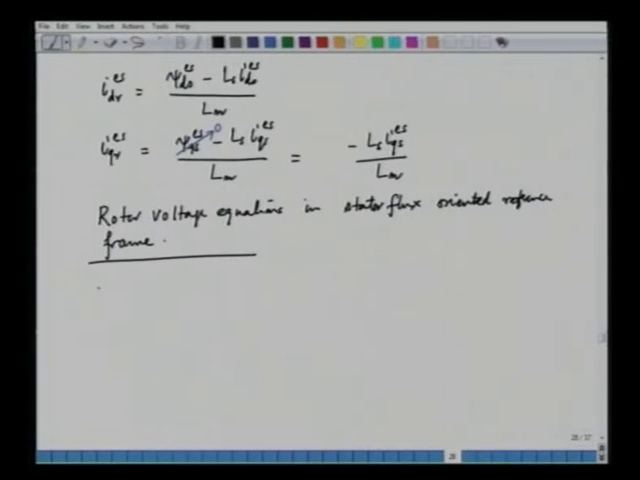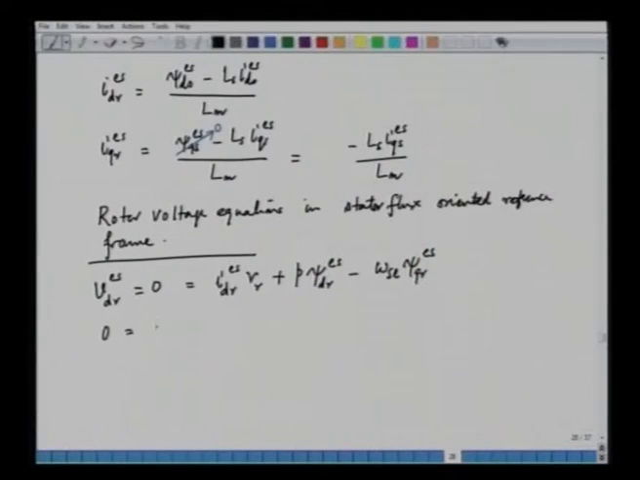And here we can start with the d axis: VDR ES, that is equal to 0, and that is equal to IDR ES RR plus P psi DR ES minus omega SL into psi QR ES. So, this is as we have done in the case of rotor flux oriented vector control. We can write a similar equation, but we have to express psi QR in terms of psi QS.